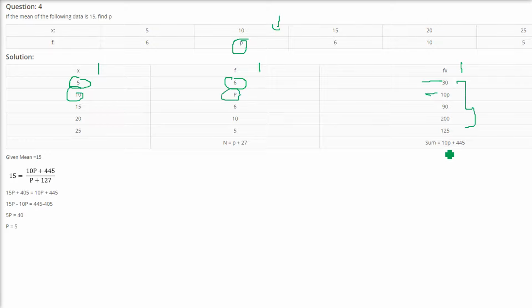Then we add all these. We get 10p plus 445. So 10p plus 445 is sigma fx. This is sigma fx.